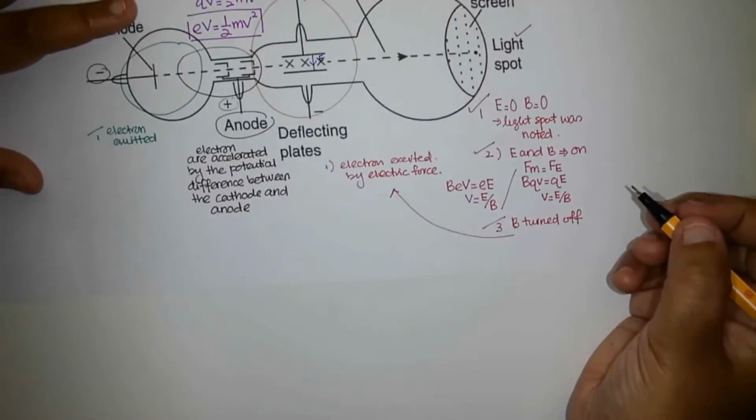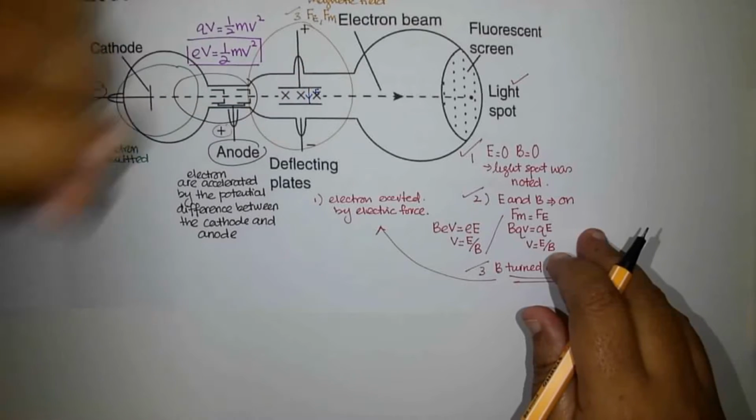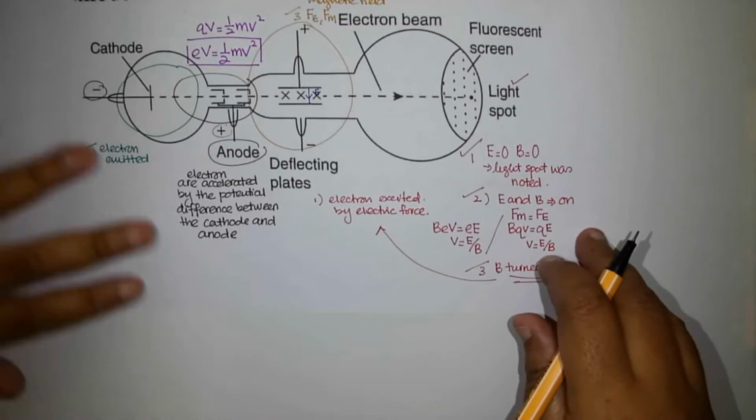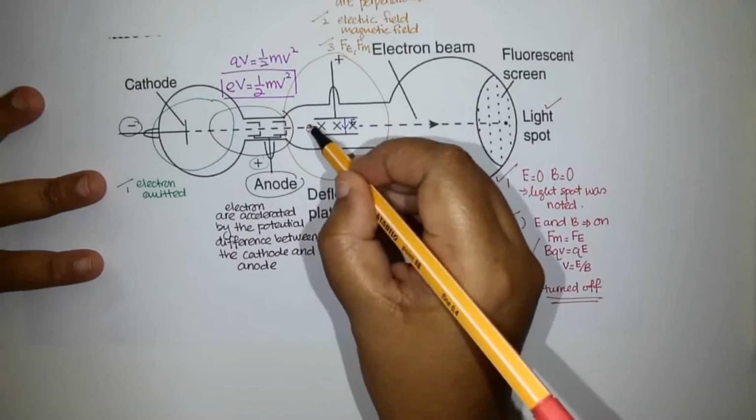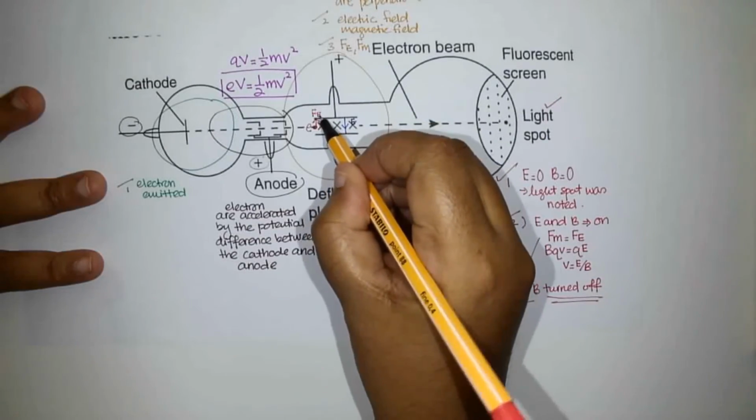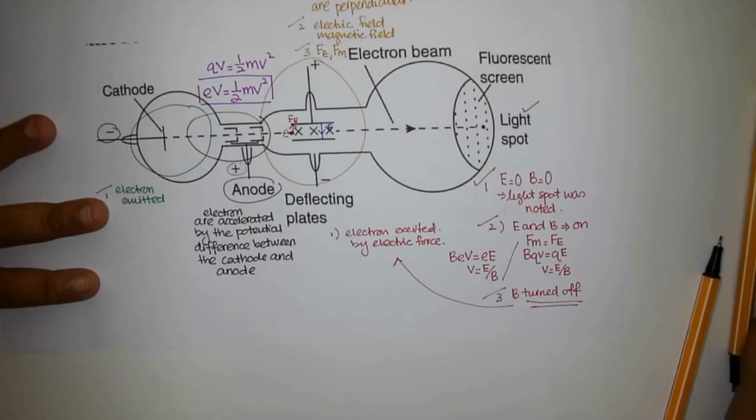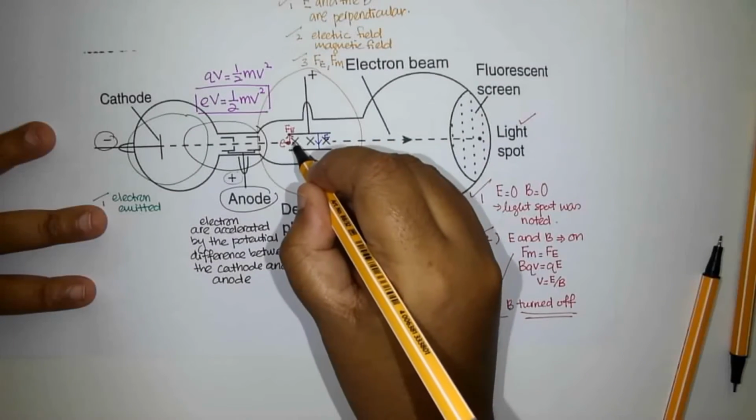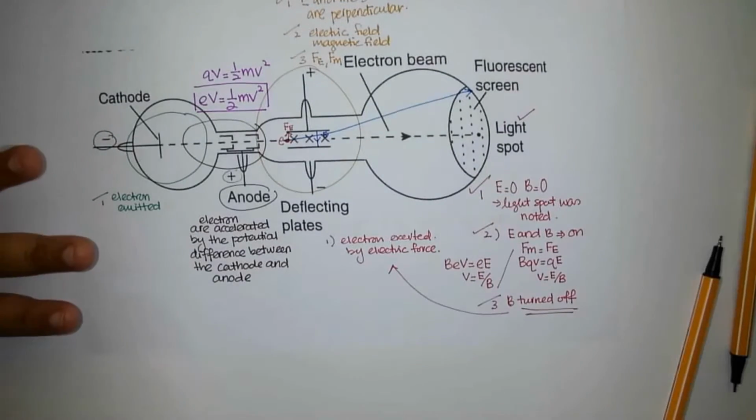Correct? It will be exerted by electric force because B is turned off. So when it enters the region, only an electric force will act on the electron. In this case, it is a negative charge, right, an electron, so the direction will be the direction of Fe. When it comes here, this is the direction. So the path of the electron will be deflected.